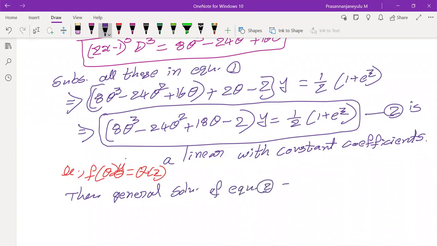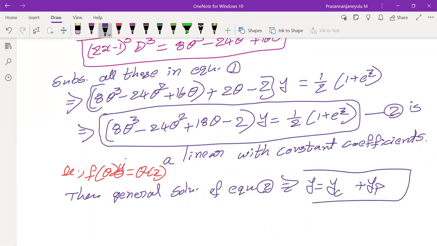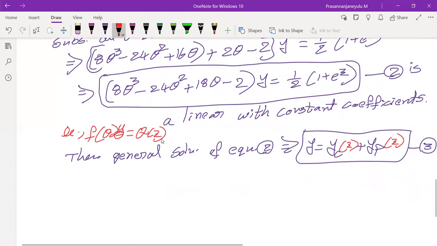What's the general solution of equation number 2? Y equals yc plus yp. But what about yc and yp? They are functions of the z variable. Because our equation number 2 is in terms of y and z. In place of x, we have z. So because of that reason, yc and yp will be functions of the z variable.